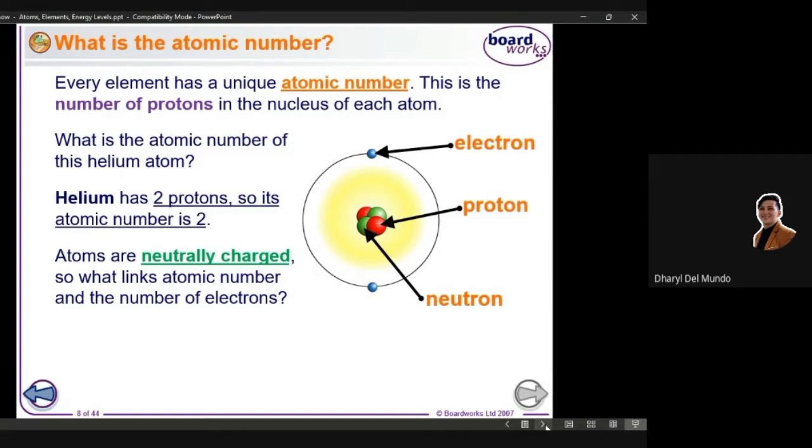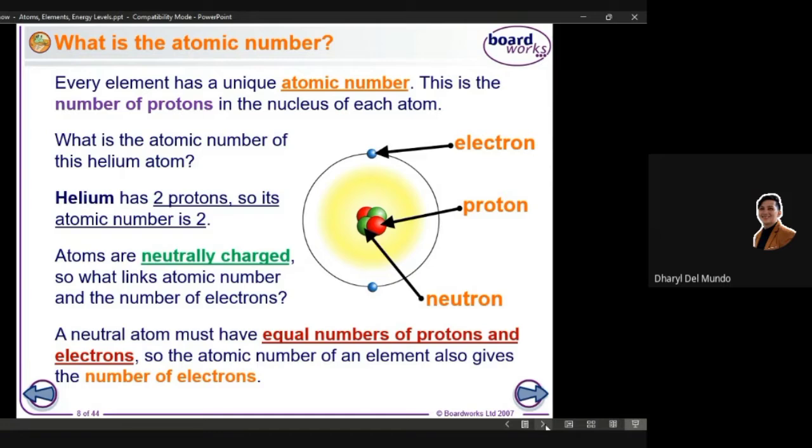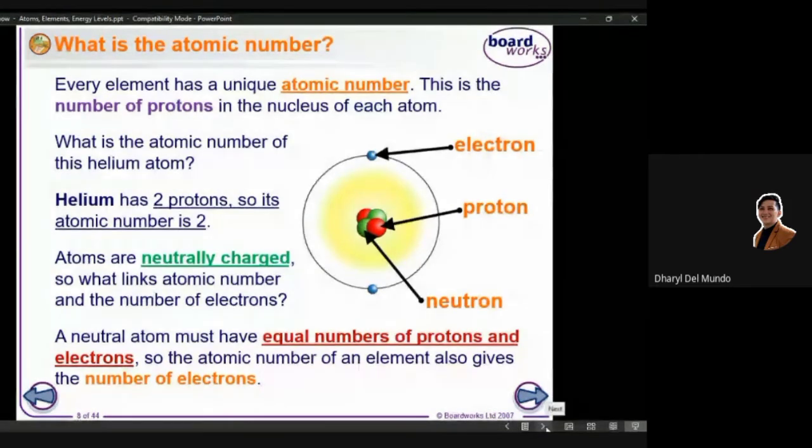Atomic number is the same as the number of protons and the number of electrons in a neutral atom. Okay, there you go. A neutral atom must have equal numbers of protons and electrons. So the atomic number of an element also gives the number of electrons. Remember, class, only in a neutral atom, because there will come a time that the atom will not be neutral anymore.